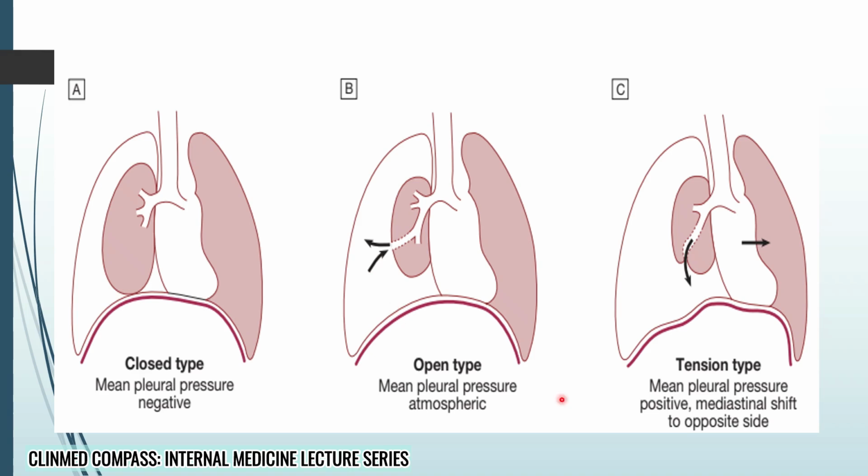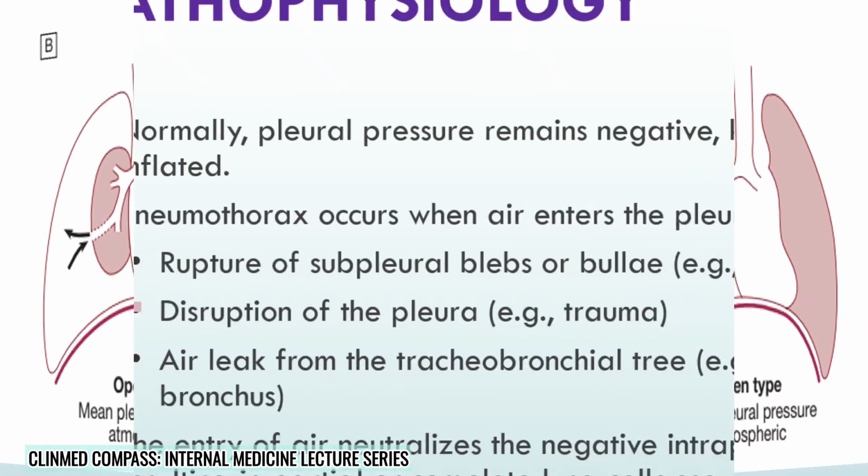This is the tension pneumothorax, which acts like a one-way valve. Air enters the pleural space and gets trapped and cannot what? Exit. So what happens? You have progressive air trapping, which eventually raises the intrapleural pressure and causes compression of the mediastinal structures to the opposite side.